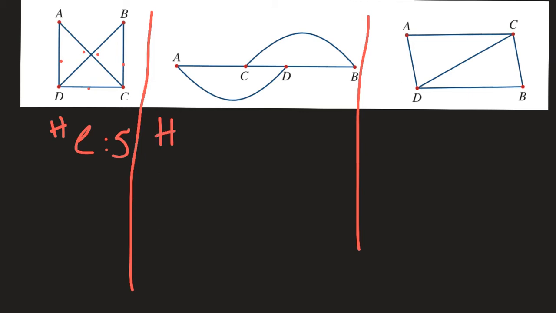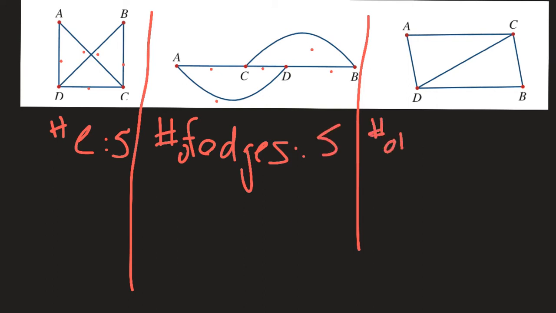The number of edges for this one, I have a bit more room so I can write it out. Number of edges, here we go. 1, 2, 3, 4, 5. And the number of edges, I'm just going to write it as an E again. 1 up at the top, so 1, 2, 3, 4, 5 edges. Okay, so they all have 5 edges.